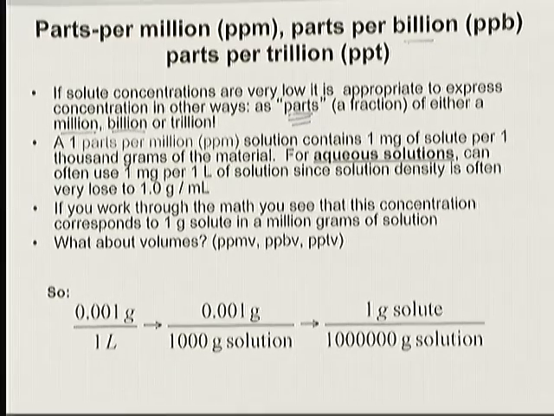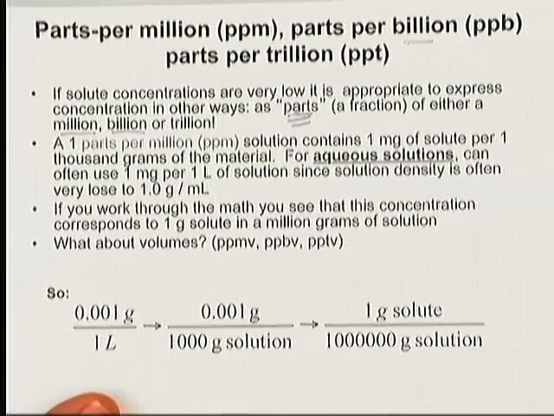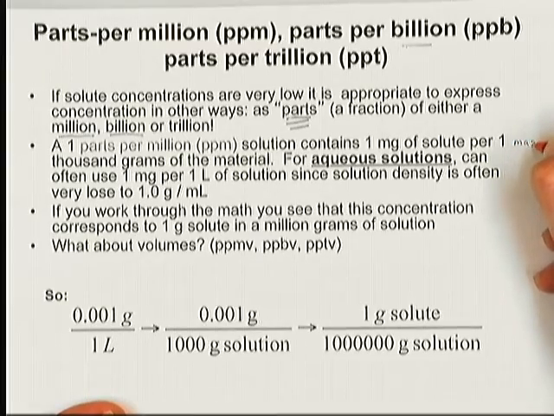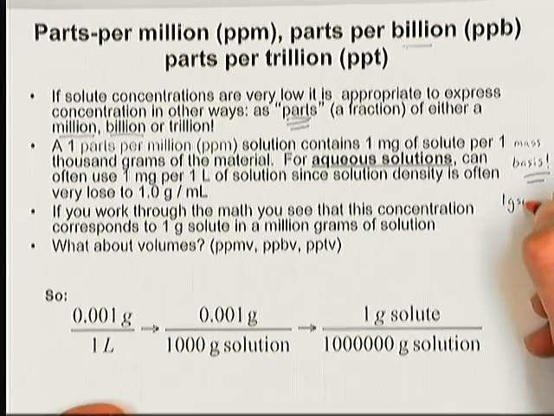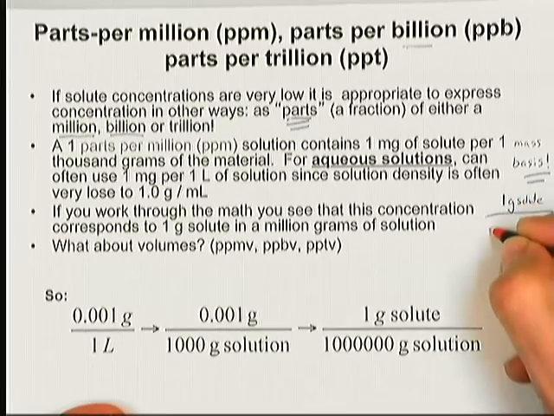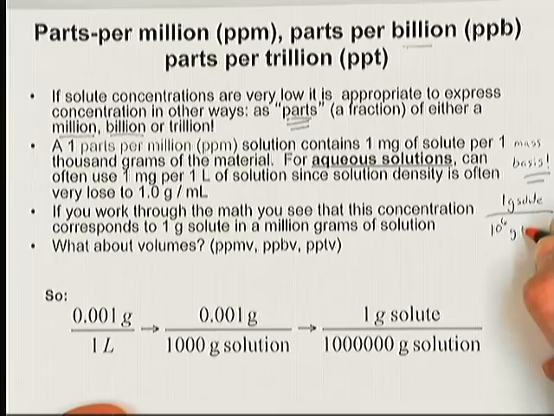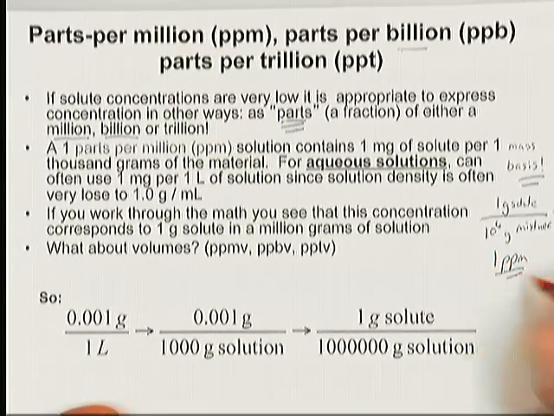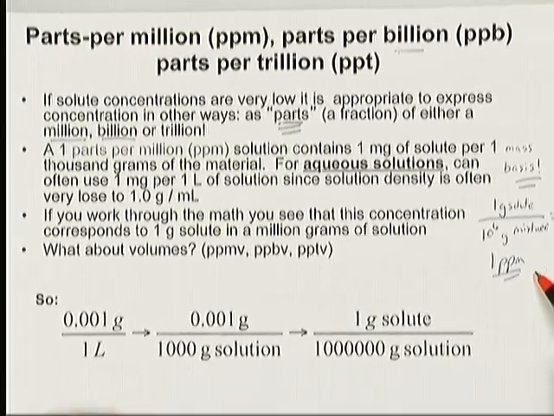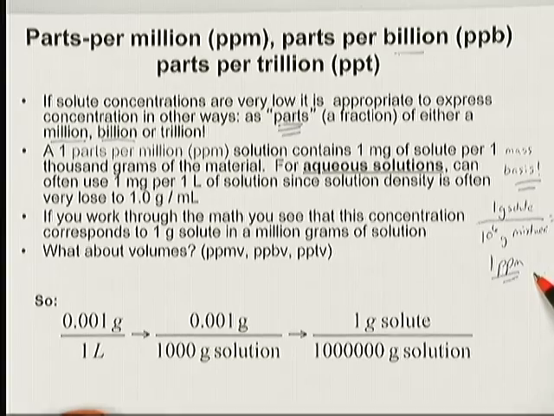The only question then becomes, well, what basis for measurement are we going to assign these parts, okay? And it turns out most often that's going to be done on a mass basis, okay? On a mass basis. So, if I had 1 gram of solute in 10 to the 6, which is 1 million grams of the mixture, wouldn't it make sense to call that 1 part per million by mass? Of course it makes sense, right? And it turns out that that's exactly how this is defined.